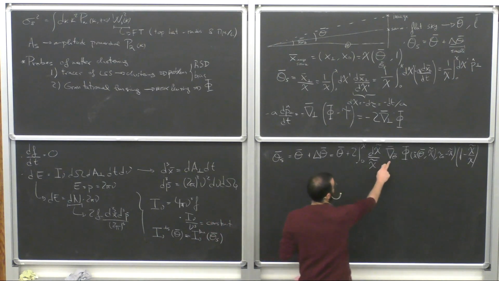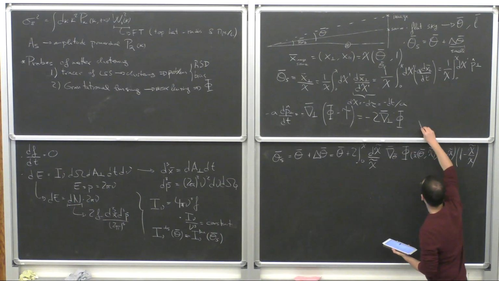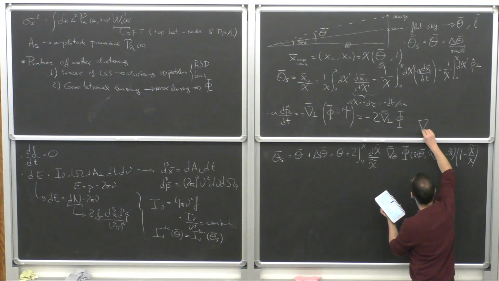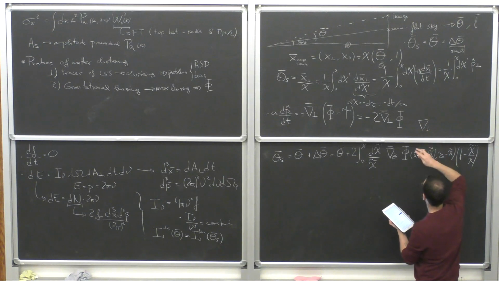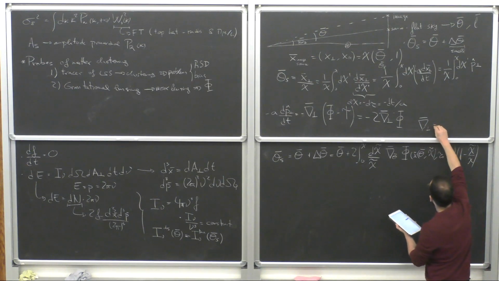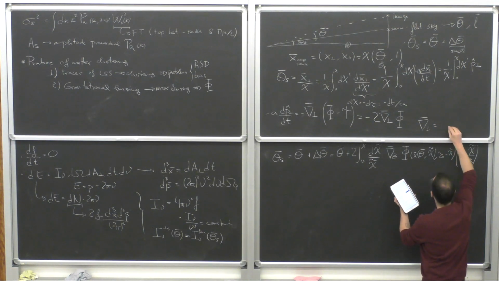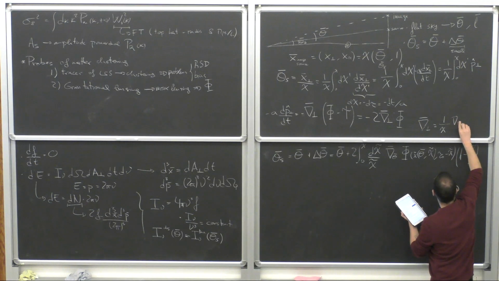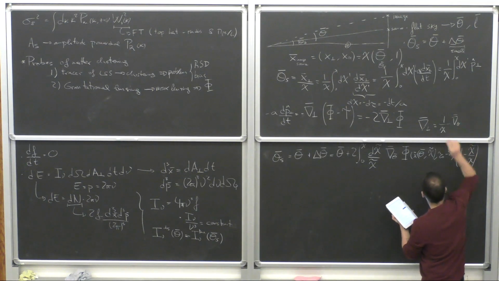Here I have defined, just by the change of variables, that the gradient in physical distances perpendicular to the line of sight is equal to 1 over the distance times the gradient in angular units.